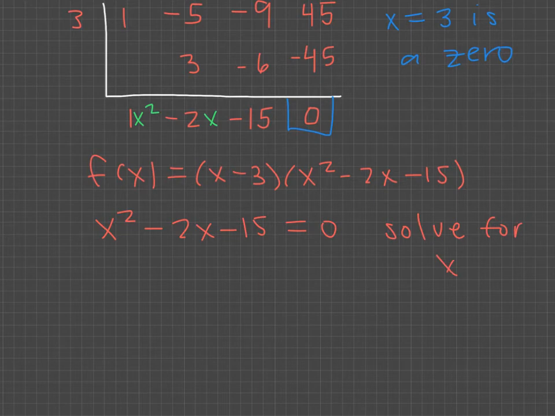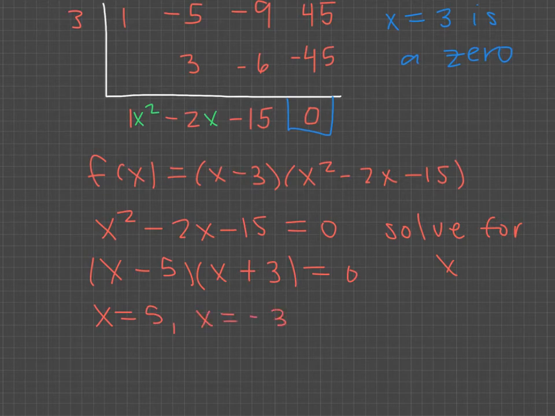So we want to first see if we can factor this. We have x and x, and we can find two values, negative 5 and 3, that multiply to negative 15 and add to negative 2. So we get other real zeros of 5 and negative 3 to add to the one that we already found of x equal to 3.